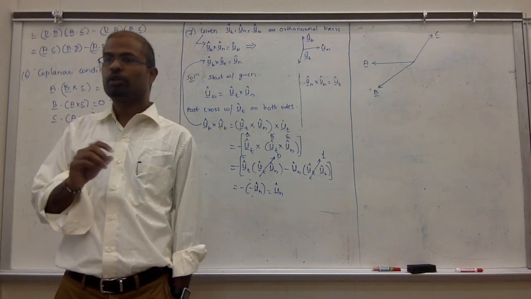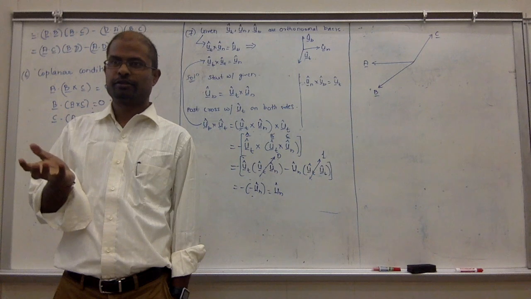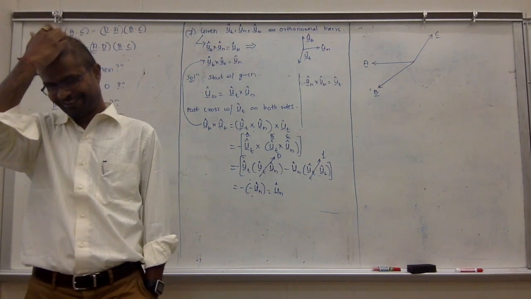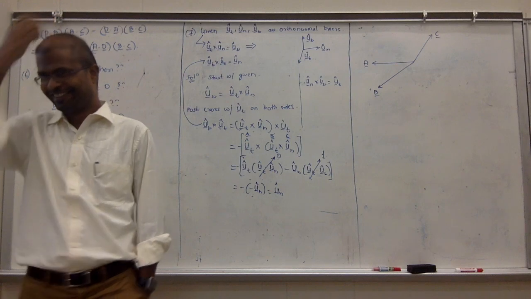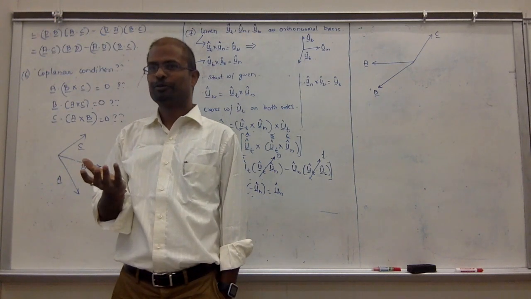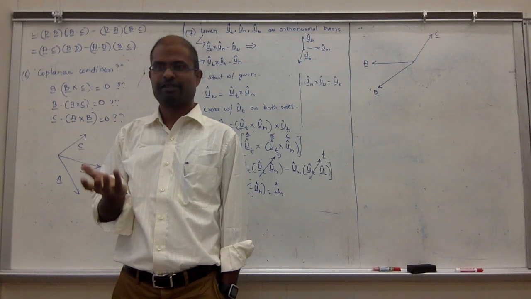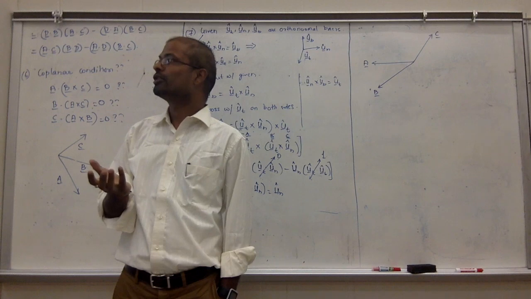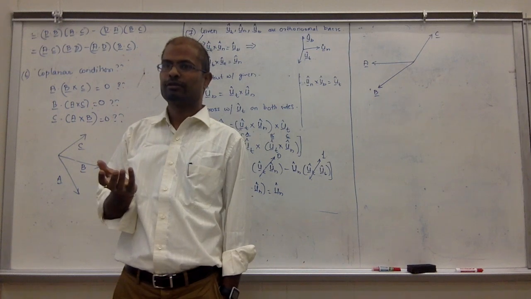Are B and C coplanar? Yes. What two vectors are always coplanar? So yes, we can see it coplanar. Are C and A coplanar? Yes.